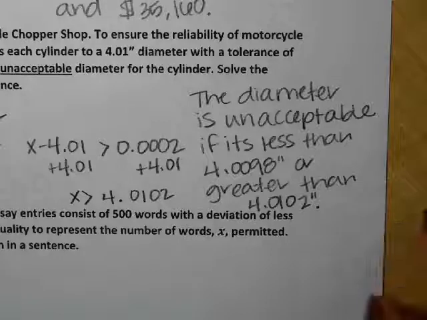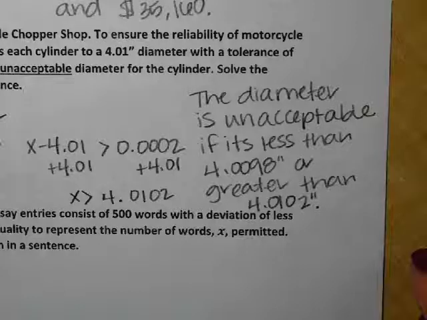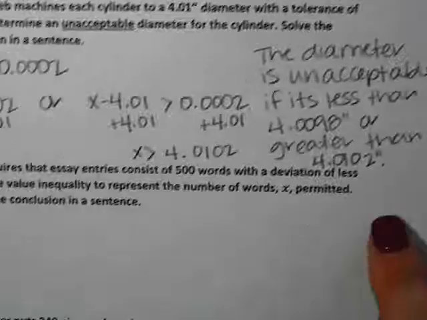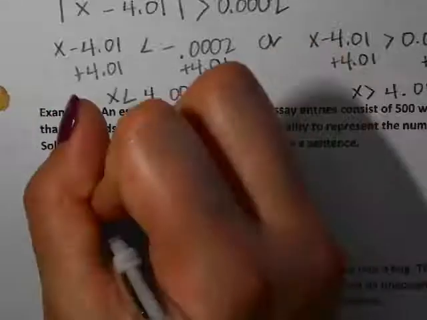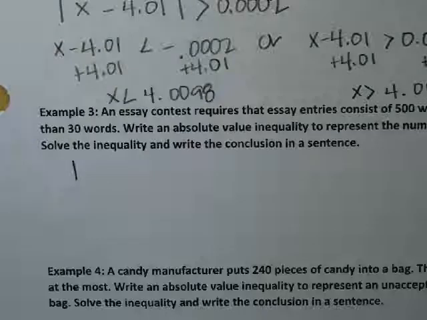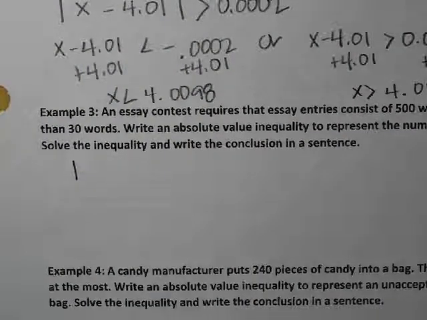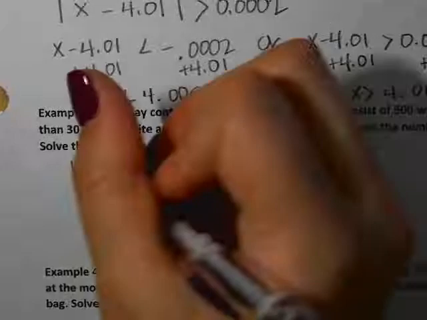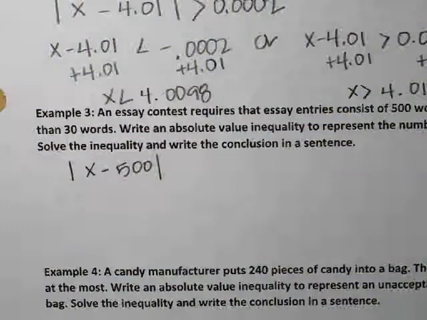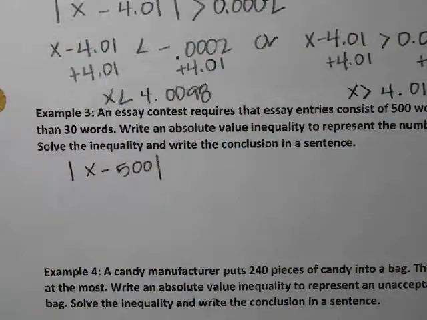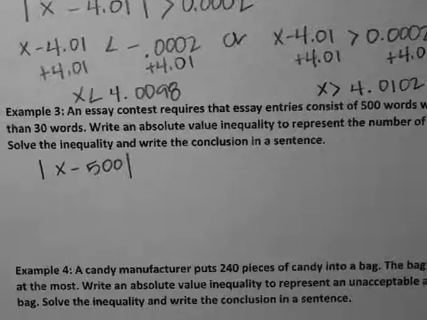All right, so the next one says an essay contest requires that essay entries consist of 500 words with a deviation of less than 30 words. We're writing an inequality to represent the number of words that's permitted. So how would we set that up? How far you can deviate or how far off that you can go. So it'd be x minus 500 is would be greater than or equal to 30 words.